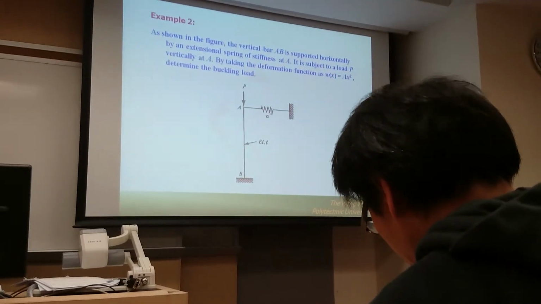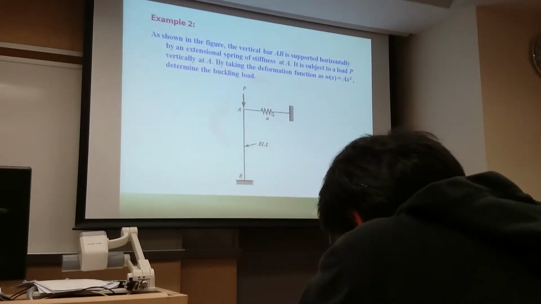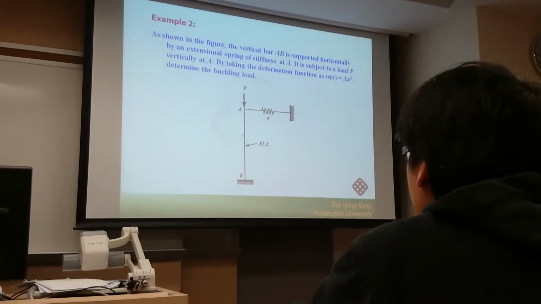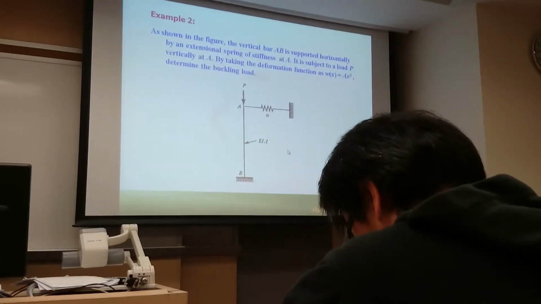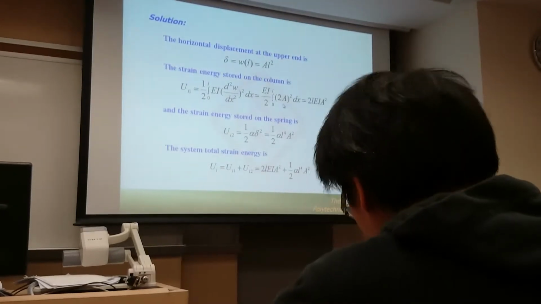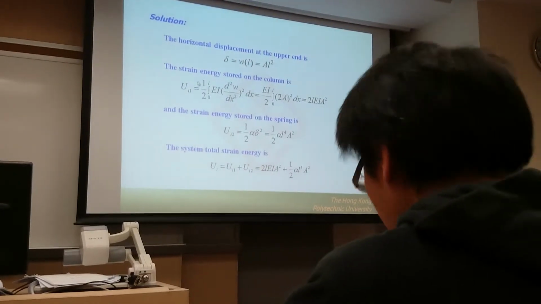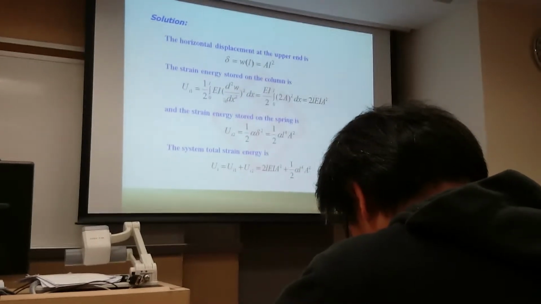In here we attach one more spring. So in addition to the strain energy from the structure itself, we also have a strain energy from the spring. So here for the strain energy we have two terms. This is the strain energy for the column itself. This is a standard formula.